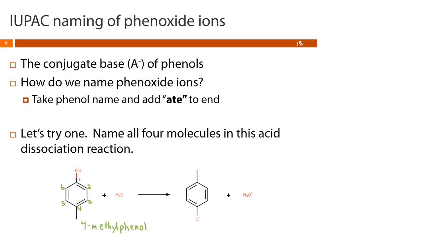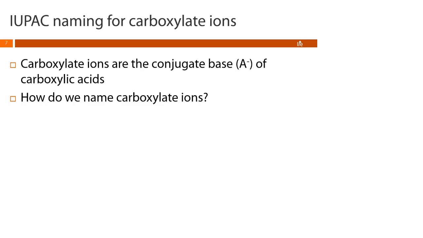Okay, what about our organic product, our conjugate base of our 4-methylphenol? All we're going to do is take the phenol name, so 4-methylphenol, and add ate, A-T-E, to the end. So that means the name of this molecule is 4-methylphenolate. Okay, now let's try an example with carboxylic acids.